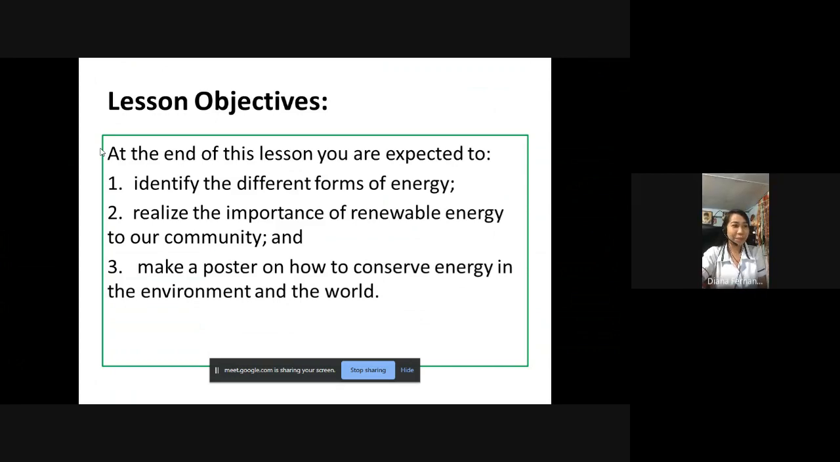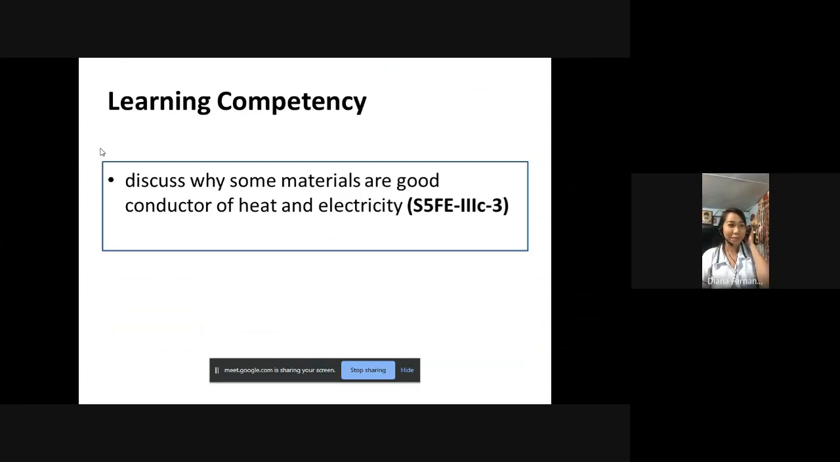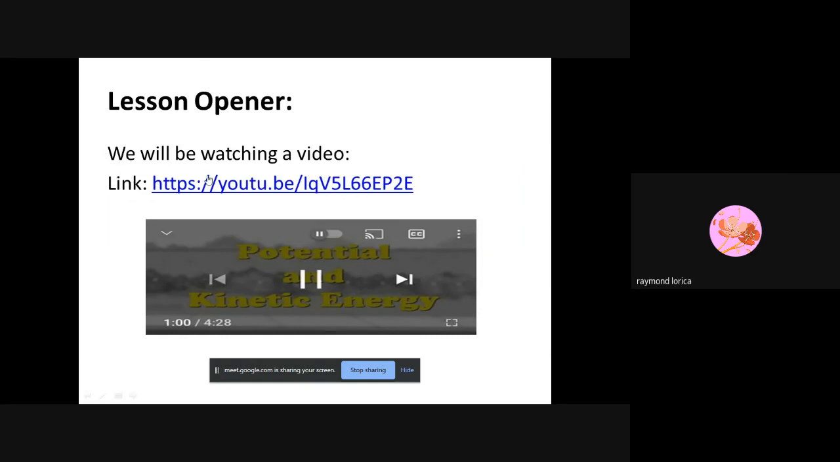Let us proceed to the learning competency. Aryan, can you read the learning competency? Discuss why some materials are good conductors of heat and electricity. Later on, we will discuss why some materials are said to be good conductors of heat and electricity. Are you ready? Before that, let me show you a video of our lesson opener.